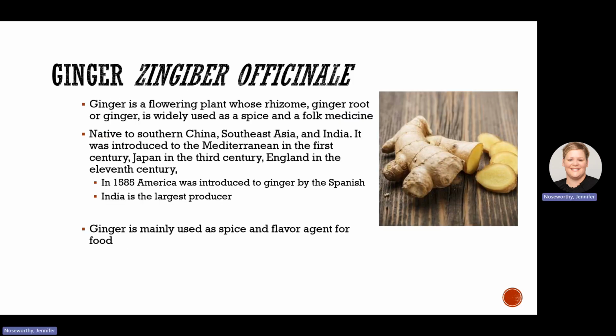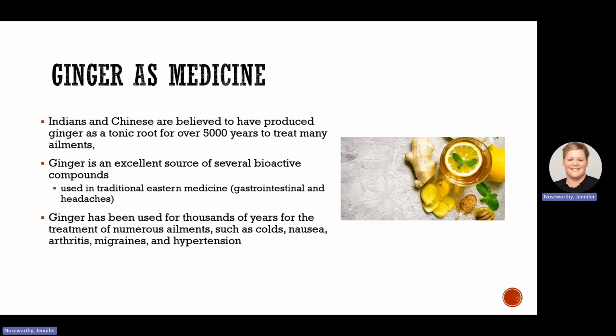Ginger is Zingiber officinale, and it's prized for its role as a spice and also in folk medicine. Native to China and parts of India, it's made its way through the Mediterranean and into Japan and England in that order, and was brought to the United States as a result of the Spanish. And today, India is the largest producer of ginger, and it's also prized for not only its role as a flavoring agent, but also in medicine.